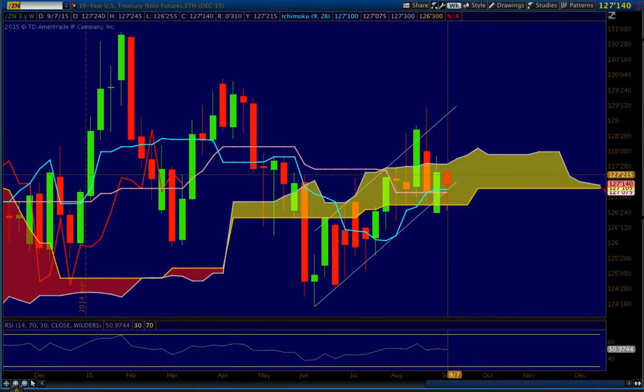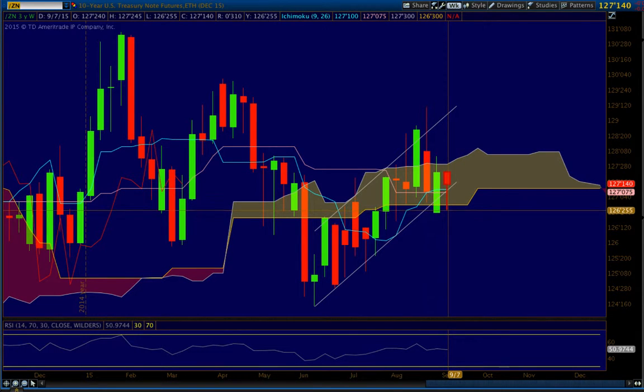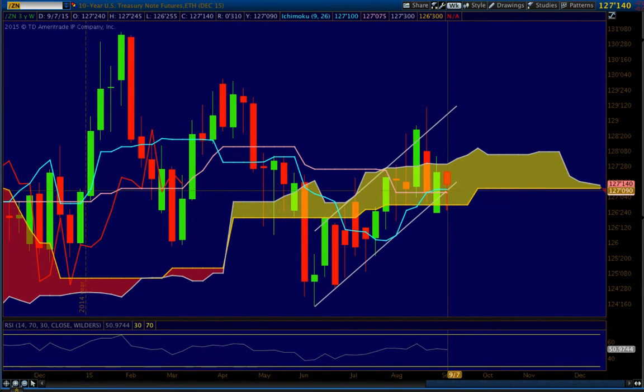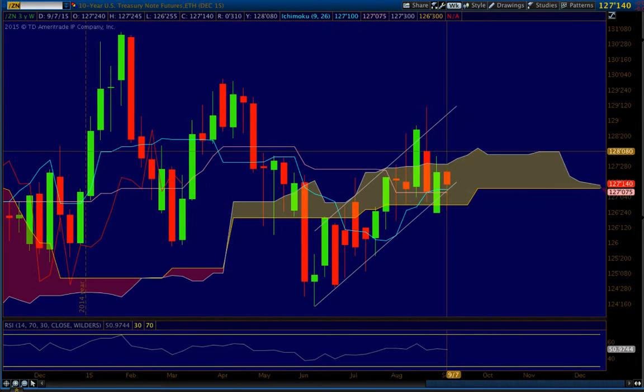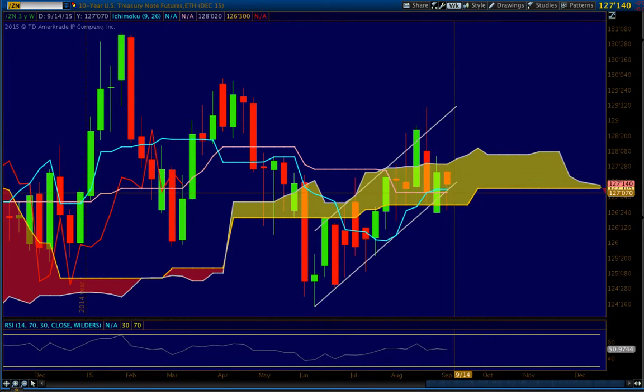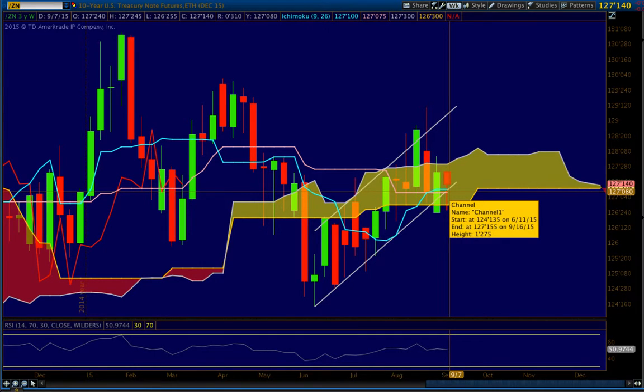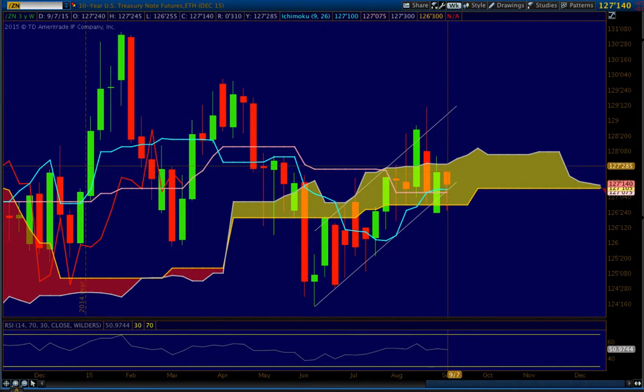It tested outside the cloud momentarily after testing below the Tenkan-sen and the Kijun-sen, but it did put in a close above the Tenkan-sen and the Kijun-sen, and the Tenkan-sen is bull crossed over the Kijun-sen. So as long as we hold above the Tenkan-sen at 127.10, then we could expect a potential move upwards to test 127.285.